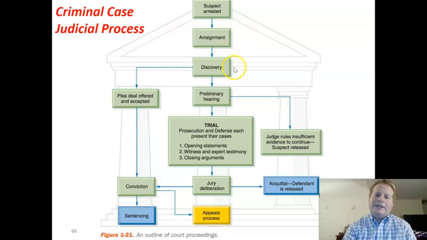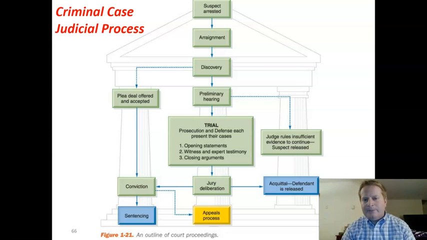Part of this process afterward will be what's called discovery. Now discovery is when both sides take the time to collect evidence to support their case. So the prosecution will be looking for evidence that they have against the suspect to try to get a guilty verdict. And the defense will be looking for evidence or other supports to rebut what the prosecution will say, or basically just trying to prove their innocence, right?